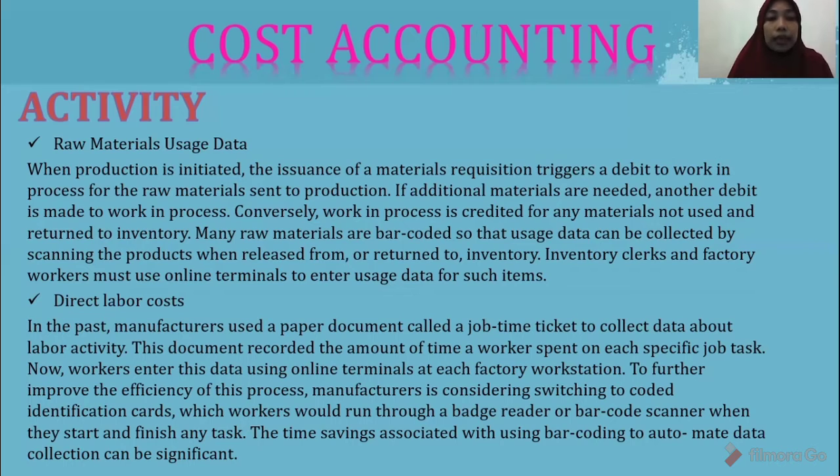Direct labor cost. In the past, manufacturers used a paper document called a job time ticket to collect data about labor activity. This document recorded the amount of time or work spent on each specific job task. Now, workers enter this data using online terminals at each factory workstation. To further improve the efficiency of this process, manufacturers are considering switching to coded identification cards, which workers would run through a batch reader or barcode scanner at the start and finish of any task. The time savings associated with using barcoding to automate data collection can be significant.